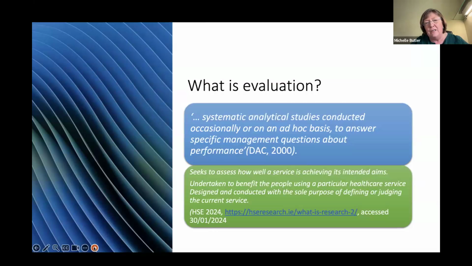So what is evaluation? I think it's important to clarify what we mean by that. And I have 2 definitions here. One is from the OECD DAC, and the other comes from your own website. So the DAC referred to systematic analytical studies conducted occasionally or on an ad hoc basis to answer specific management questions about performance. So the ad hoc piece is important.